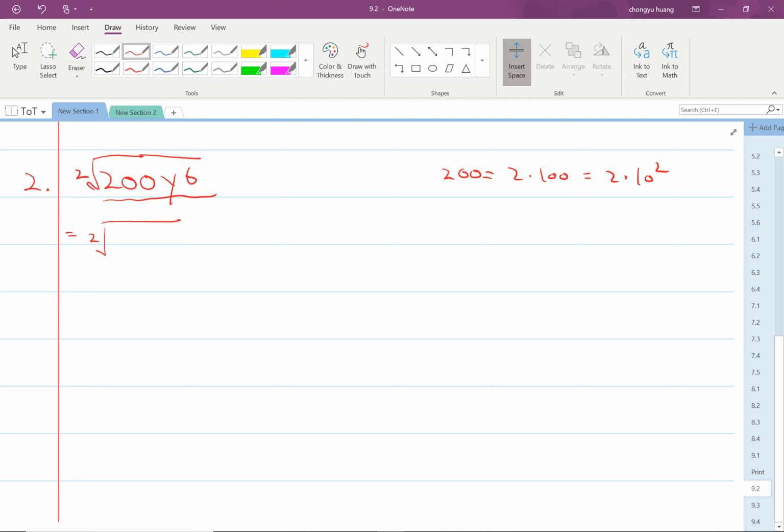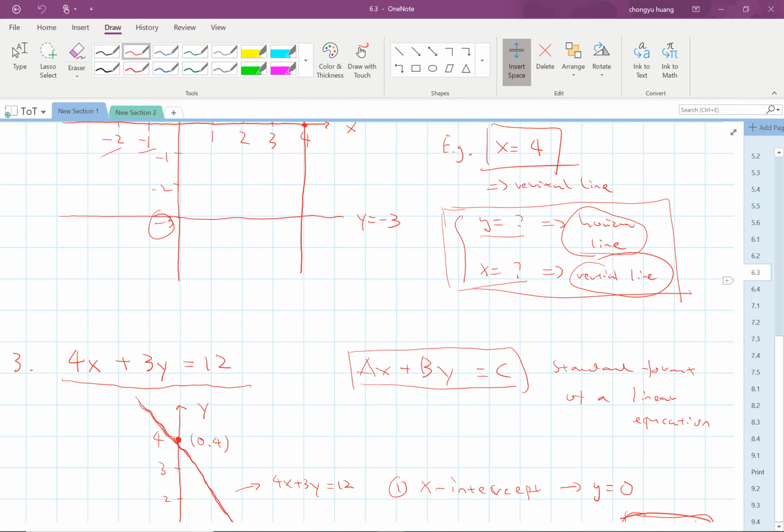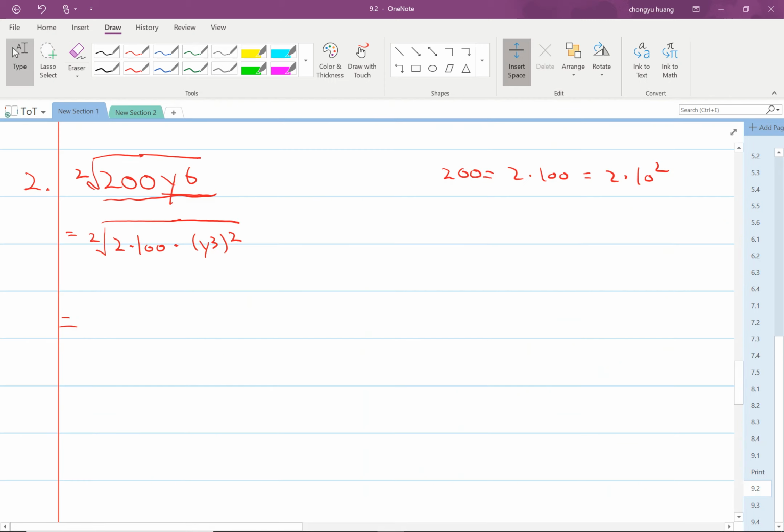Okay, so let me actually write it down. 200 is actually 2 multiplied by 100, and then y to the power 6 is actually equal to y to the power 3, to the power 2, right? The outside is 2. Okay, so let me take a look again. Yes, after that you basically have to apply the property. Sorry, let's go back to it.